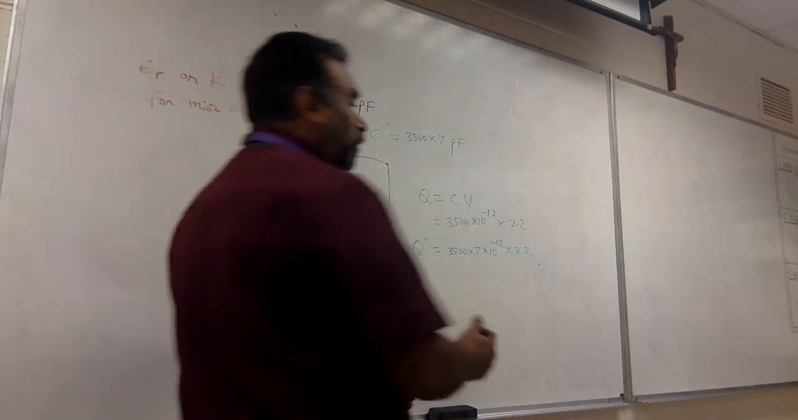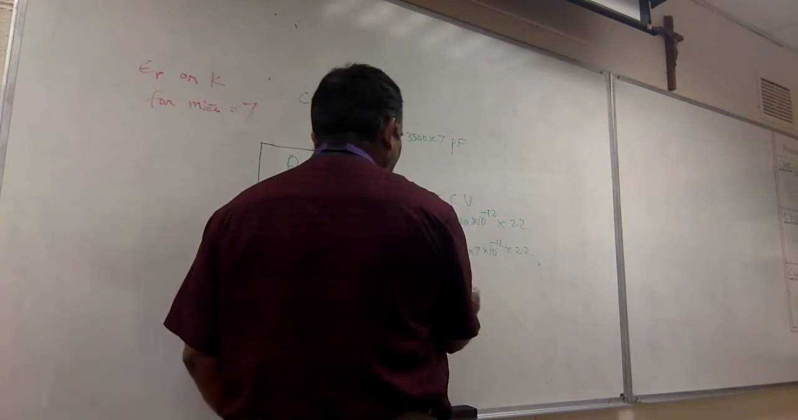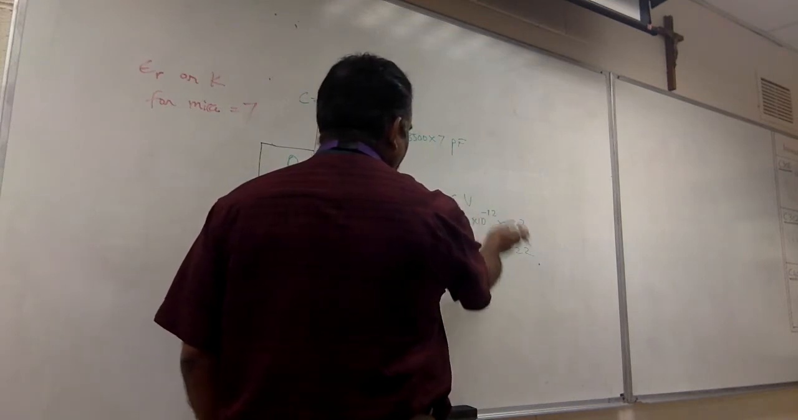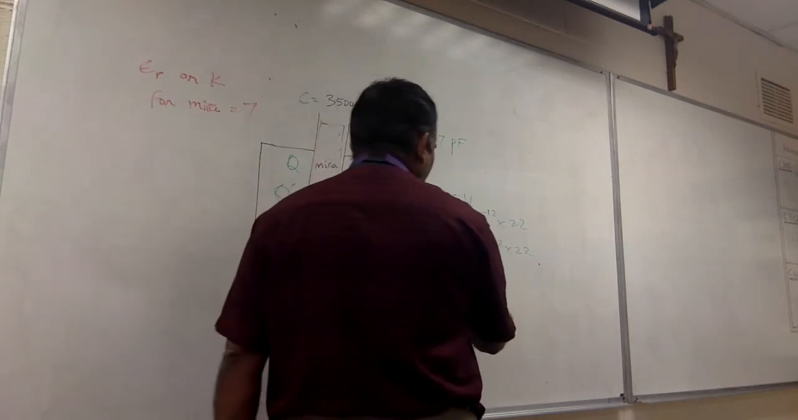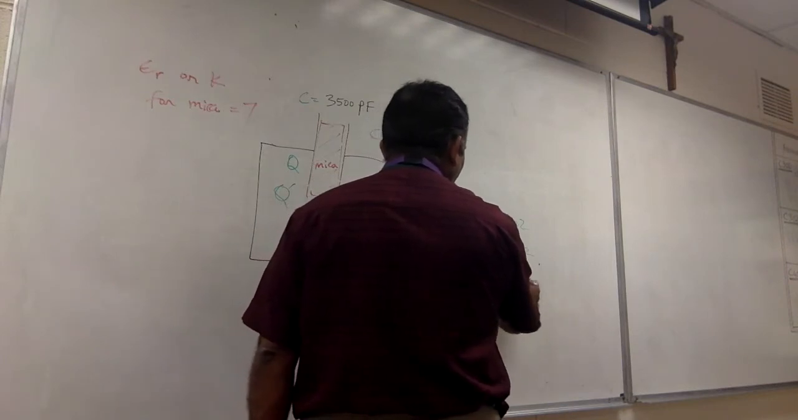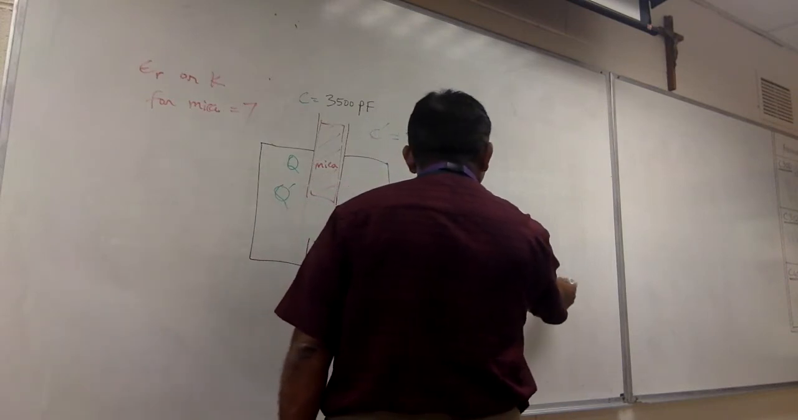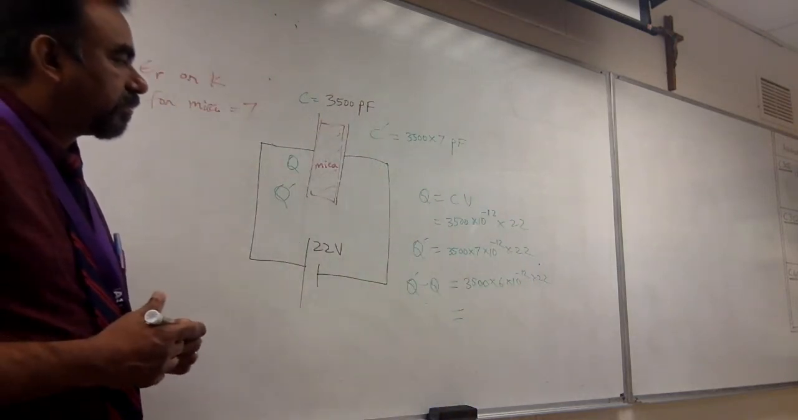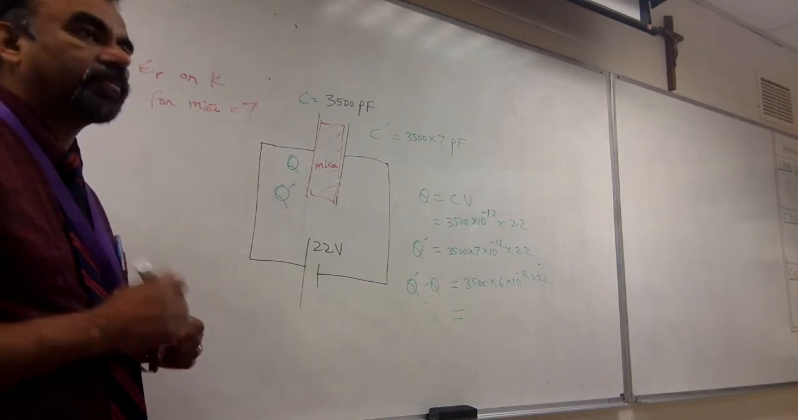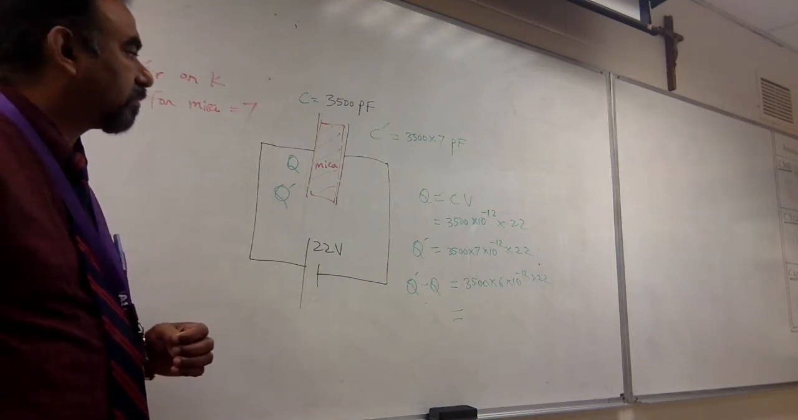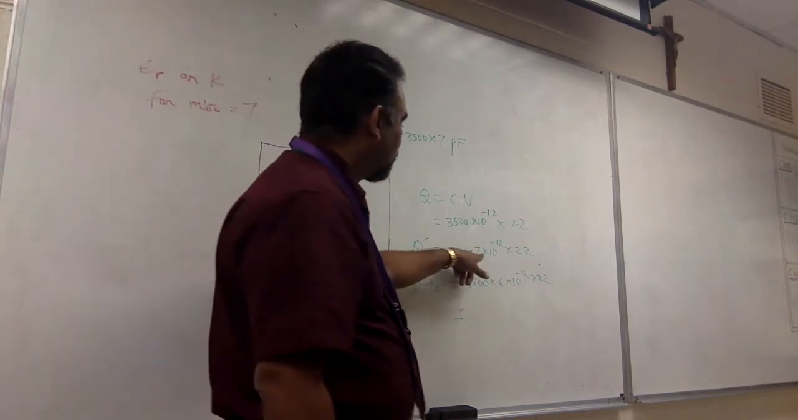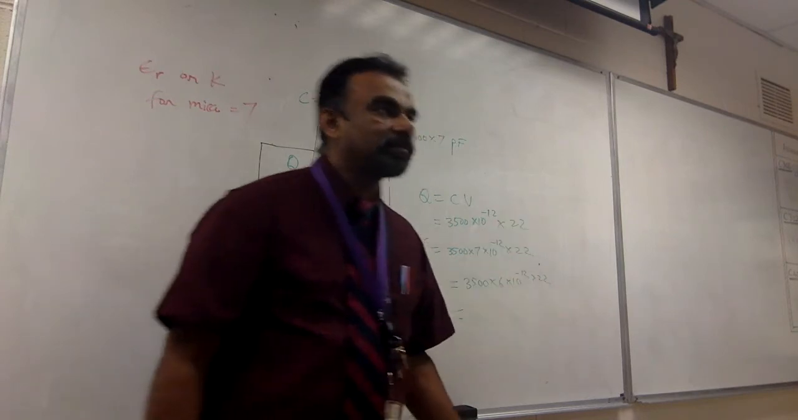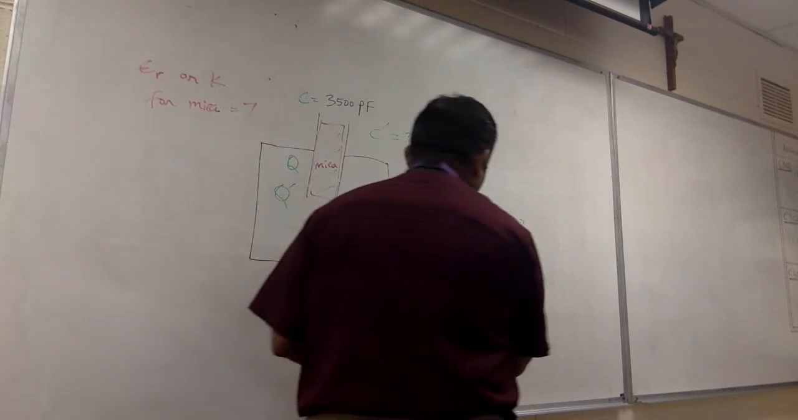So how much is the charge that is flowing in extra? It is this minus this. That's the extra charge. So it will be 3,500 times 6 times 10 to the power negative 12 times 22. When you subtract 7 times this part minus 1 times this part, you get 6 times that part. The answer is 4.62 times 10 to the negative 7.